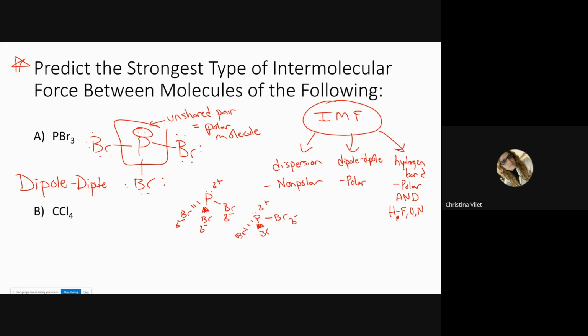And then I'm going to use a different color. The positive phosphorus of one PBr3 would be attracted to the negative bromine of another PBr3. That's what the dipole-dipole intermolecular force is: attraction between two molecules.